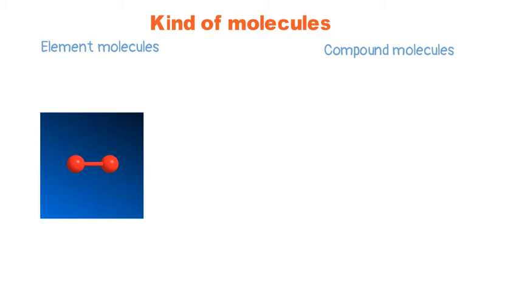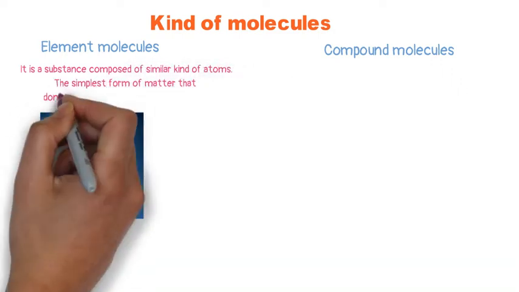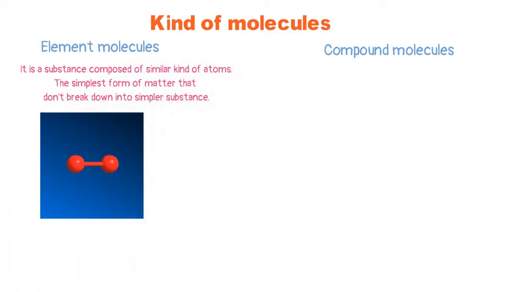Starting with the element molecule. The element molecule is the substance composed of similar kinds of atoms, and it's the simplest form of matter that doesn't break down into simpler substances.